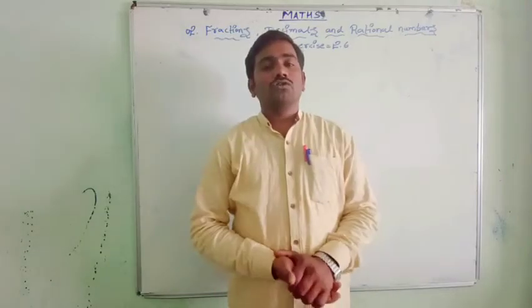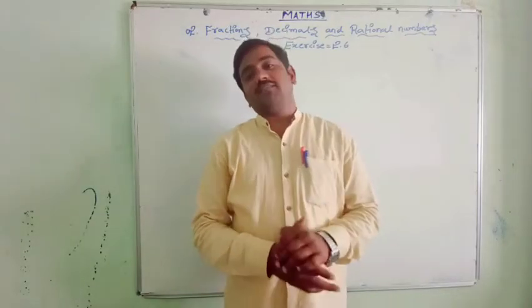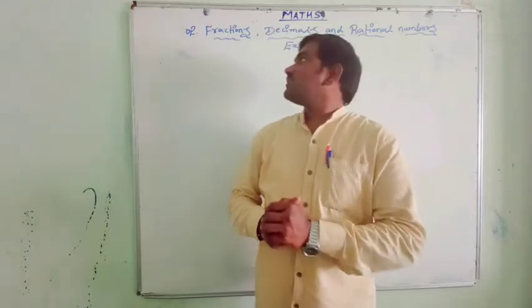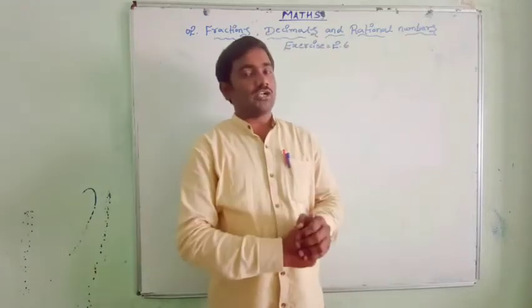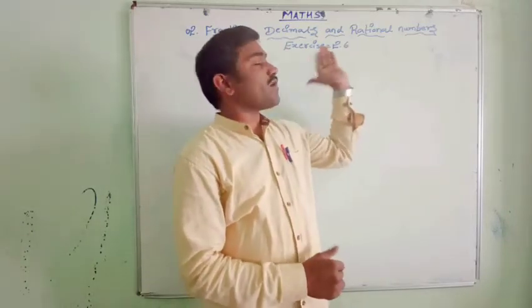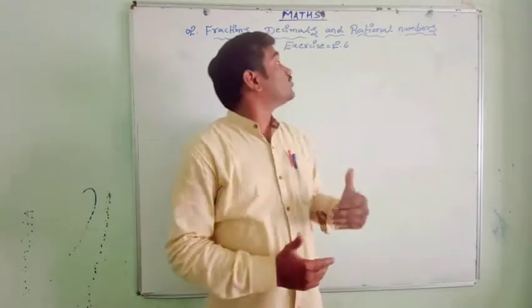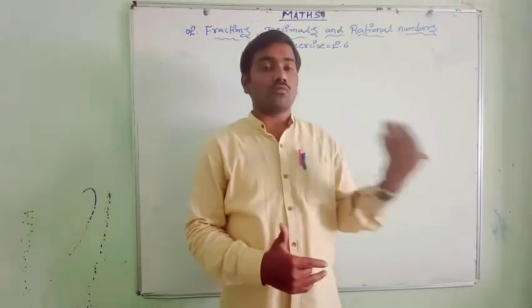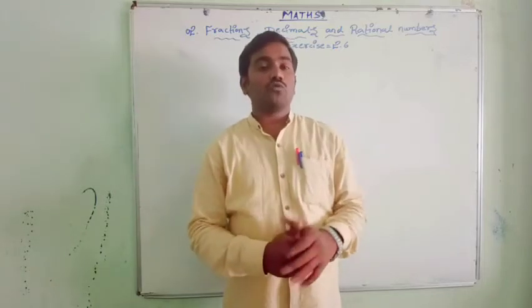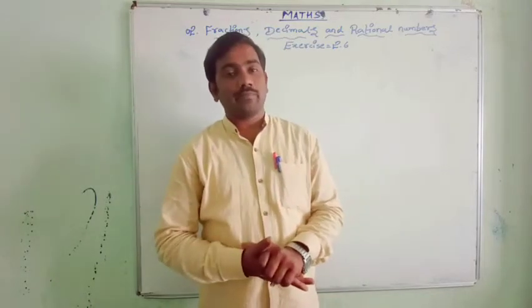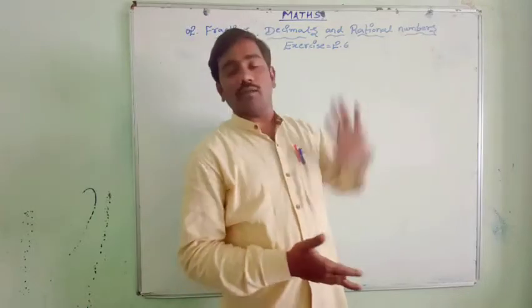Hi children, today we are going to discuss 7th class, second chapter, that is fractions, decimals and rational numbers. In that, exercise 2.6 from bit number 6, 7, 8 and also exercise 2.7. I am going to explain 2.6 and 2.7. 2.7 is based on rational numbers.